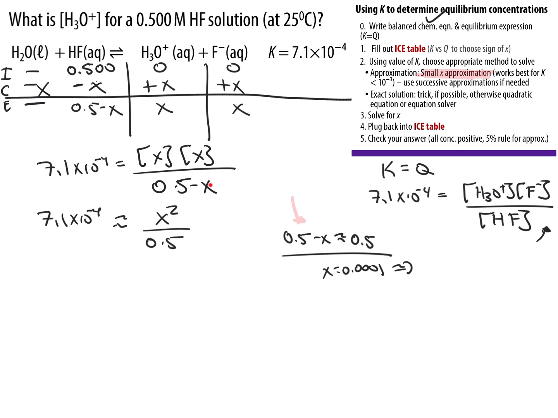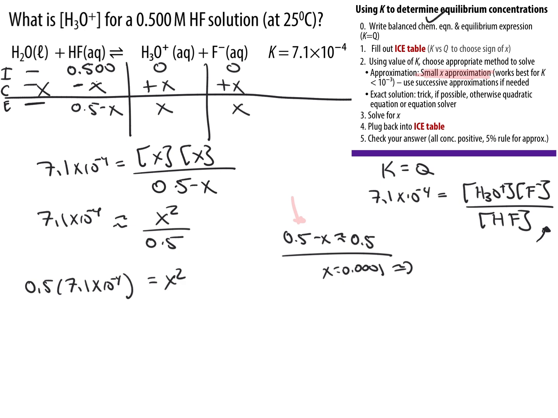If x is in fact small, because again K is small and equilibrium lies to the left, then it makes sense that of the 0.5 that I started with, I'm still going to have very close to 0.5 molar HF at the end. Now, what's so great about this approximation is instead of needing to do the quadratic equation or go into a solver or anything like that, now I can just solve this with a square root. If I look, I just have x squared on the right. And so if I want to solve for x here, I can just multiply both sides by 0.5. So 0.5 times 7.1 times 10 to the minus 4 is equal to x squared.